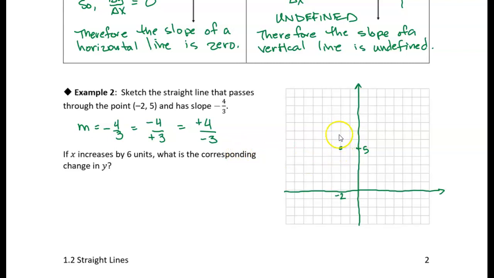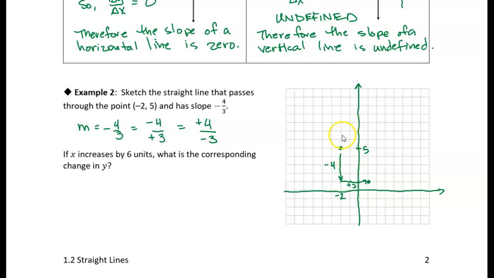Because it's going to be either 4 down, so 1, 2, 3, 4, in the negative direction, and then 3 over in the positive direction would give me another point that's going to be on my line. I'm just going down by 4, let's see if I can draw a decent line, and over by 3. Okay, -4 and +3. All right, that'll be another point on my line.